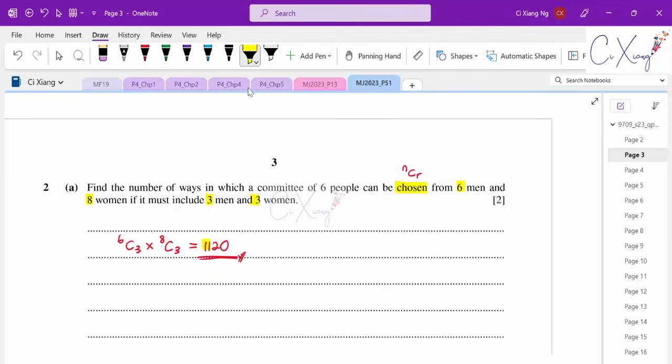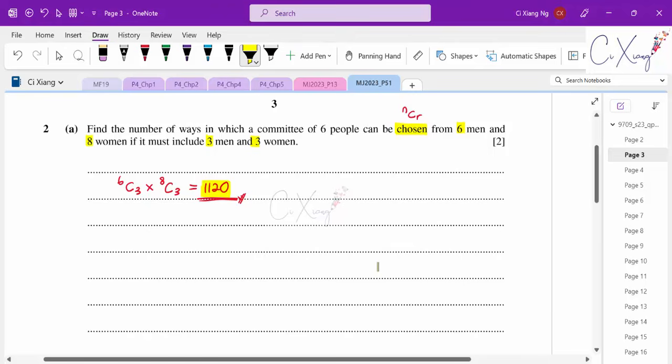So just in case you want to ask why there's a multiply here but not a plus. To make this committee complete, I need to have both men and women. So to make them complete, I have to multiply them. If we have another case for another committee, then it should be plus. For this case, it will be multiply because I want to make the committee complete by multiplying the men and also the women together. Okay, so this is what we have for part A.